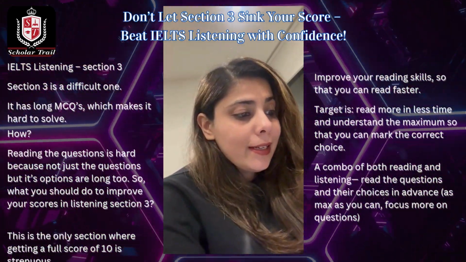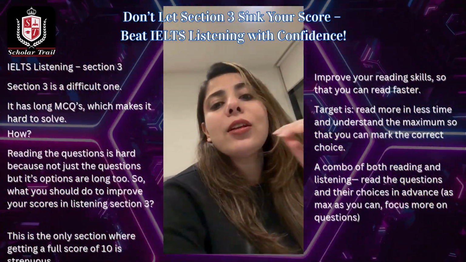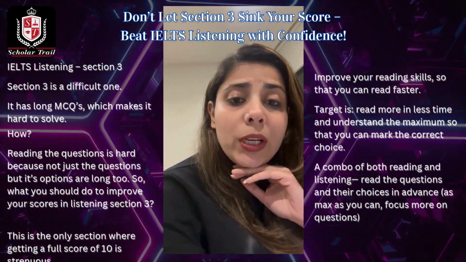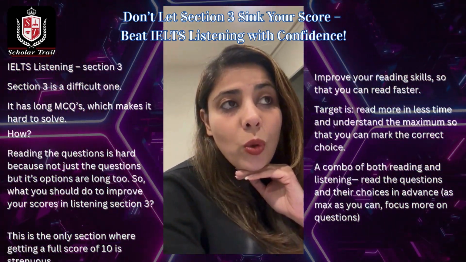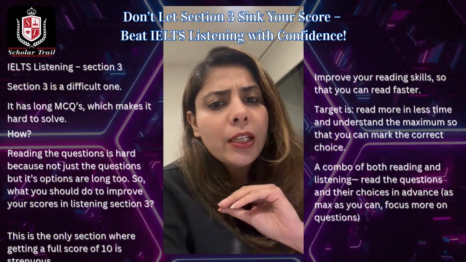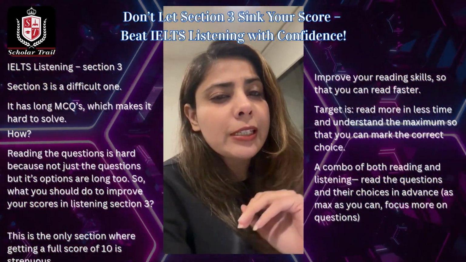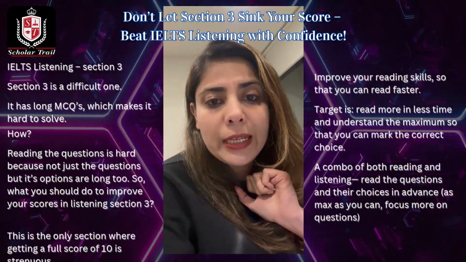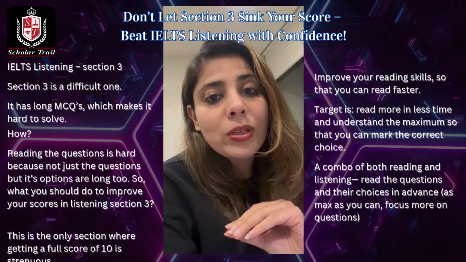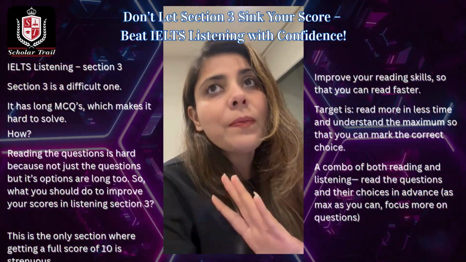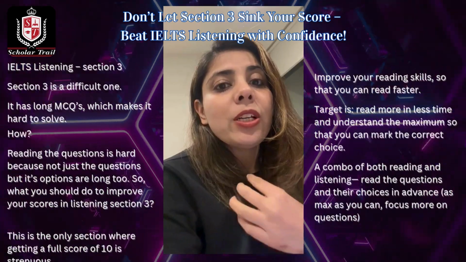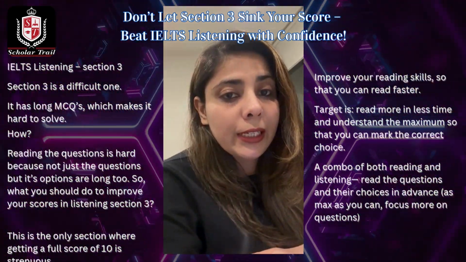So IELTS listening section 3 has long multiple choice questions. If I give you a quick recap of section 1 and 2, section 1 is the easiest one. Section 2 is a little harder, not much. However, we have discussed how you can get 20 out of 20 in your section 1 and 2. Section 3 is the most difficult one. It's not an easy one. But again, if you practice it properly and you follow the steps that I'm going to talk about in this video, you would definitely nail it.